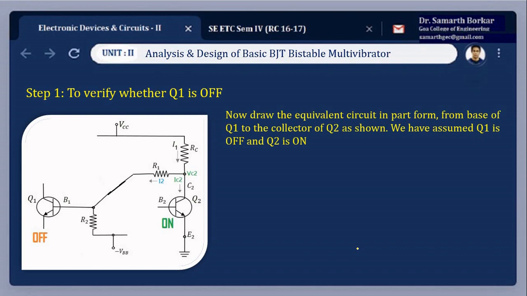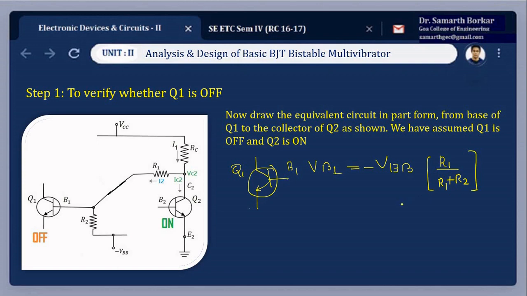Now with this understanding, first we check the voltage at the base of transistor Q1. I'll just redraw it here. This is the transistor Q1, and we have to check the value at this point. Let us mark this voltage as VB1. The equation will be VB1 equals minus VBB times R1 upon R1 plus R2.